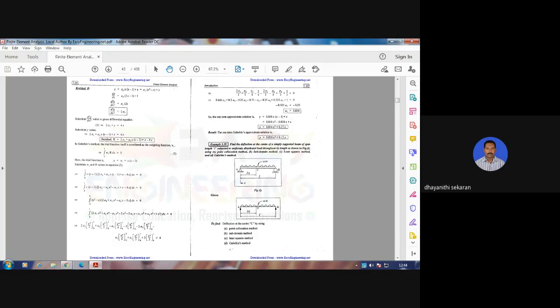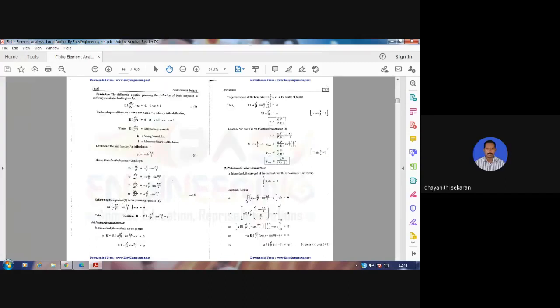x equal to 0 at the initial point, x equal to L at the end point. See here, the boundary conditions: y equal to 0 at x equal to 0 and x equal to L, where y is the deflection. E is Young's modulus, I is the moment of inertia of the beam.